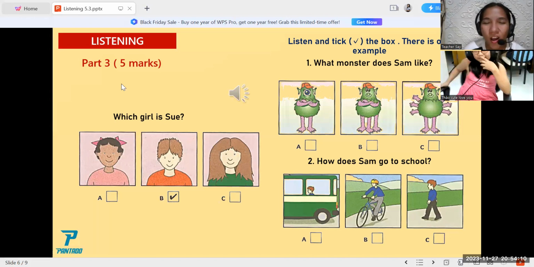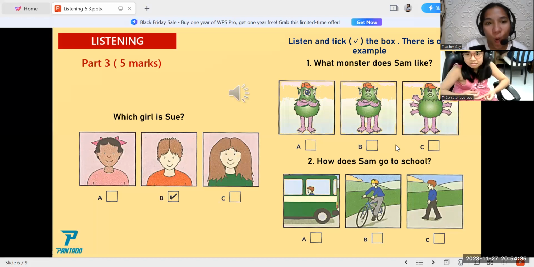One. Which monster does Sam like? This book's good, Sam. Do you like the monsters? I don't like the monster with one eye. I like the one with three legs. Do you? No. Here's my favorite. The monster with six arms.